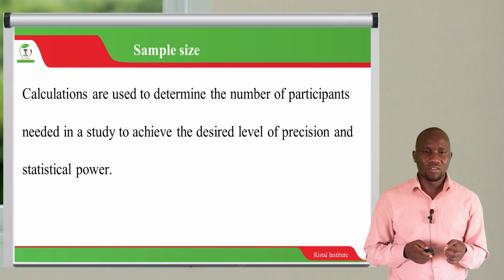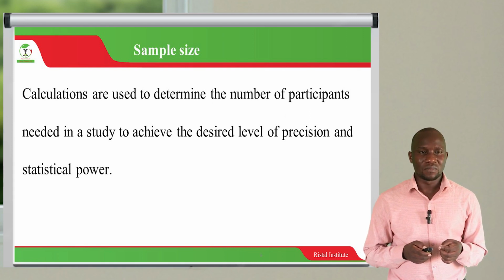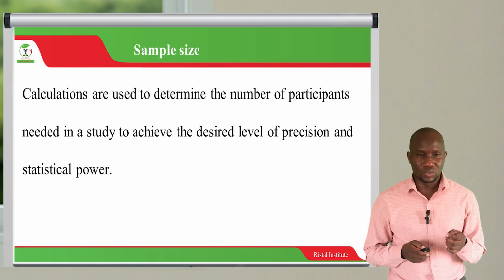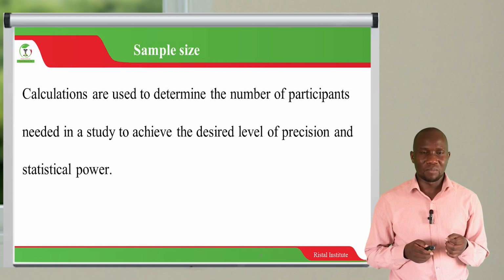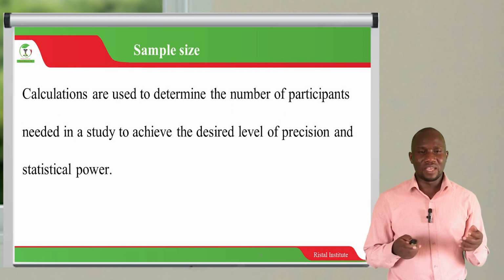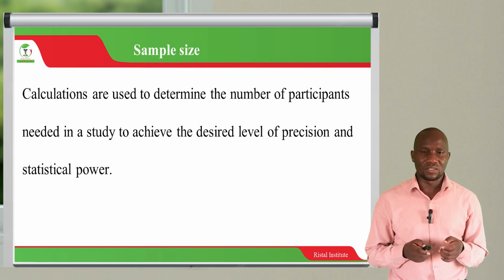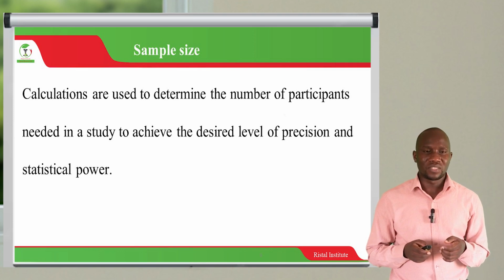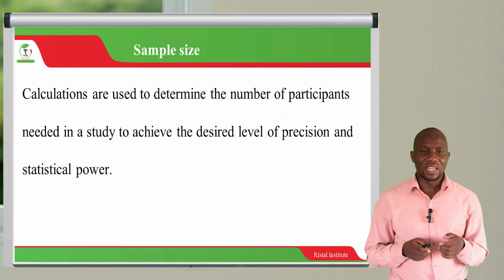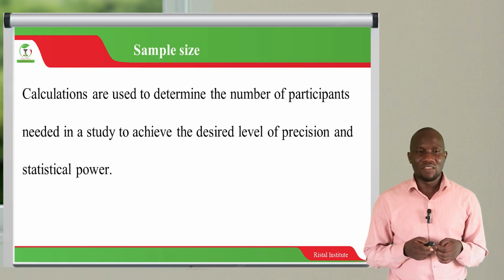The determination of the sample size is very important because it allows you to eliminate issues of bias because of the sample size and the failure to make generalization because of the sample size. So you look at sample size as one that can allow you to achieve the level of precision that you want and the level of statistical power that you want.